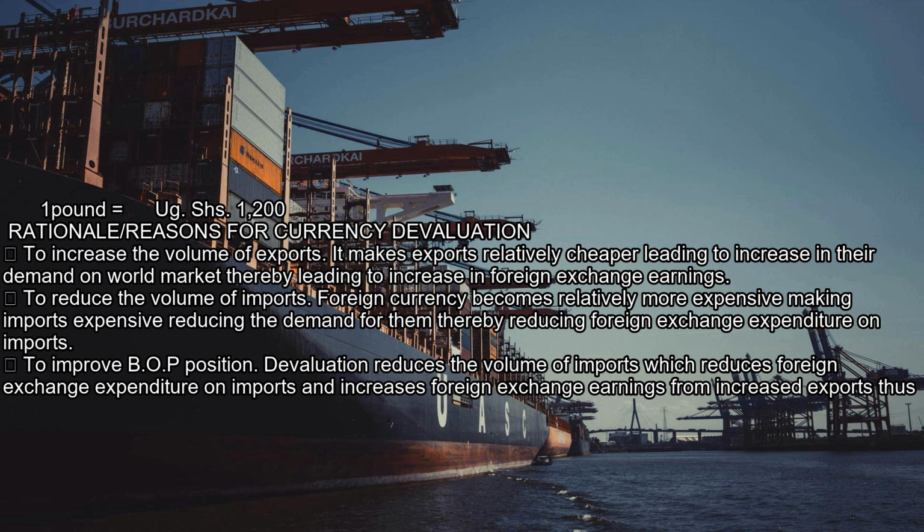1 pound equals SHS 1200. Rationale/reasons for currency devaluation. To increase the volume of exports. It makes exports relatively cheaper, leading to increase in their demand on world market, thereby leading to increase in foreign exchange earnings. To reduce the volume of imports. Foreign currency becomes relatively more expensive, making imports expensive, reducing the demand for them, thereby reducing foreign exchange expenditure on imports.